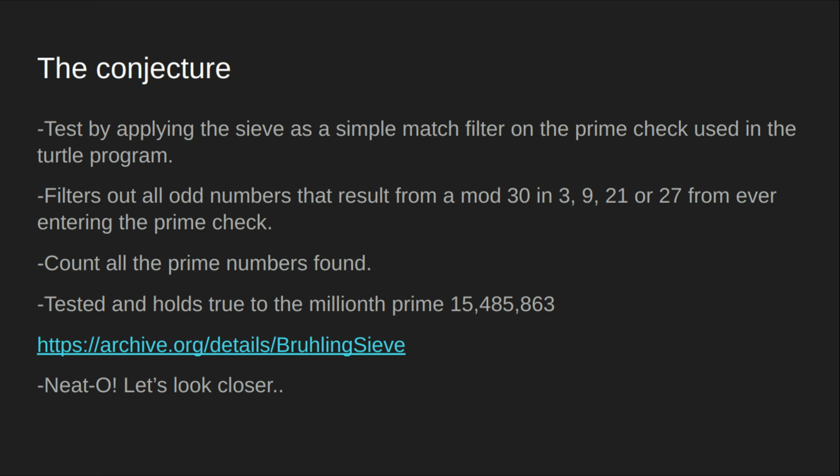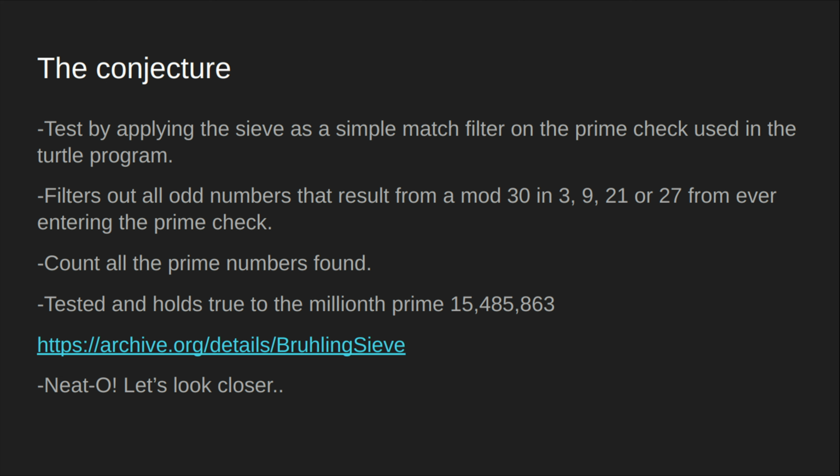Now, to further test this conjecture, I simply applied the sieve, as it is, as a match filter on the prime check used in the Turtle program. Basically, any number that results from a mod 30 in 3, 9, 21, or 27 is completely skipped and not checked for primality at all. All of the rest of the primes are counted as they're found, and this test holds true up to the millionth prime, which was the highest that I ran it at, which is 15,485,863.